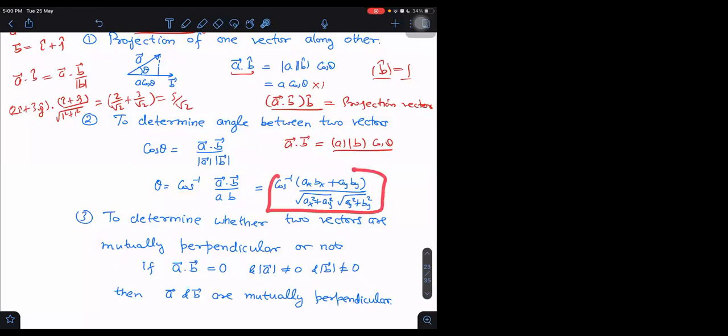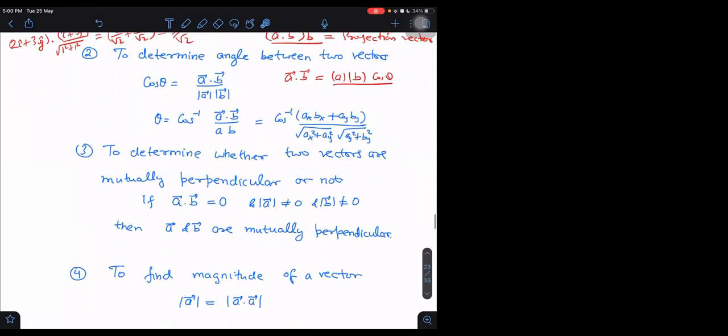Similarly, what it will be? It will be this. If it has Z component also, then it will be AZ, BZ here, and here it will be BZ square, and here it will be AZ square. Those terms will be added. But if you understand for 2 dimensions, in 3 dimensions, I think you can yourself understand what it will be, right?